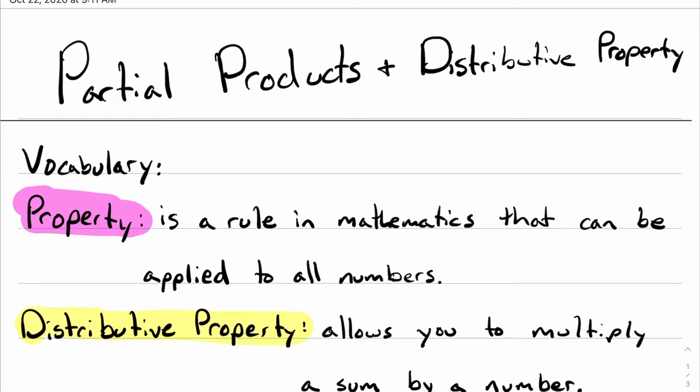Our vocabulary word today is property. Well, what is a property? A property is a rule in mathematics that can be applied to all numbers. And today we're going to be using the distributive property. The distributive property allows you to multiply a sum by a number, and I'll explain how that goes when we get into our examples.